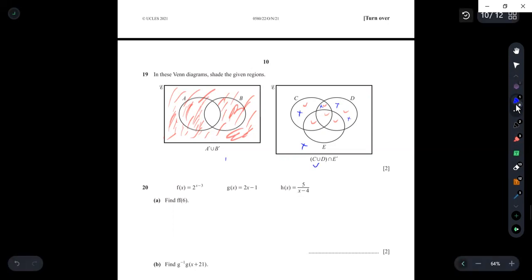So the common areas now we are going to shade. One is this, this is the other one, and this is the one. And that's it. So these three areas are to be shaded, and that will be your answer.